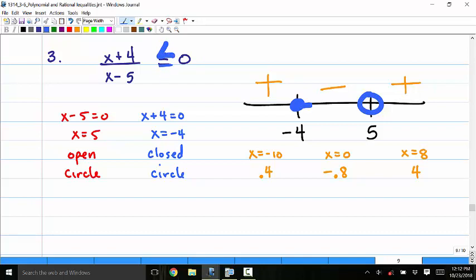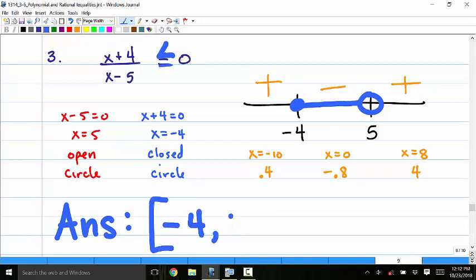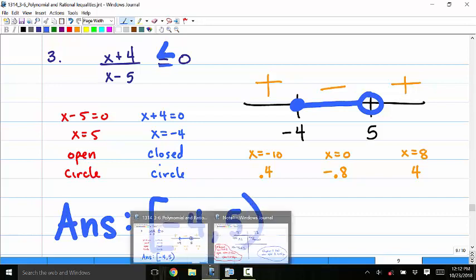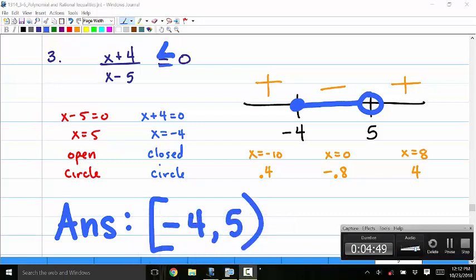I want less than or equal to. I want the piece in the middle because it's the negative. My answer to this rational inequality is bracket negative 4, comma 5 with a parenthesis. Is the negative 4 not included? It is included because it's equal to here. Yep, it's going to be bracket.